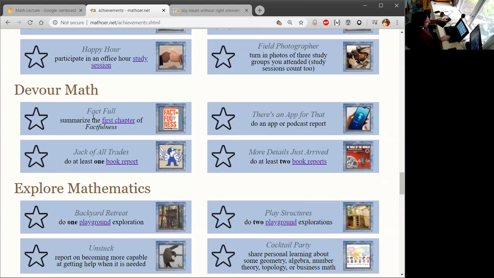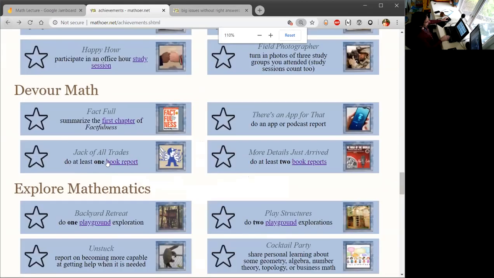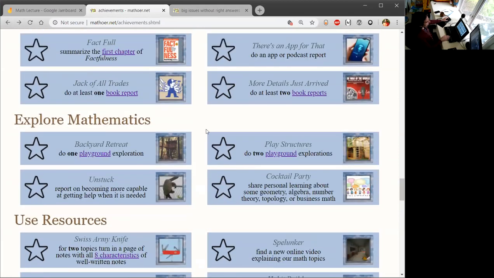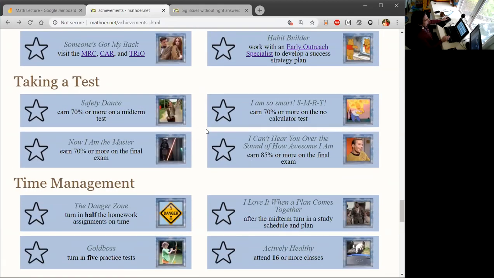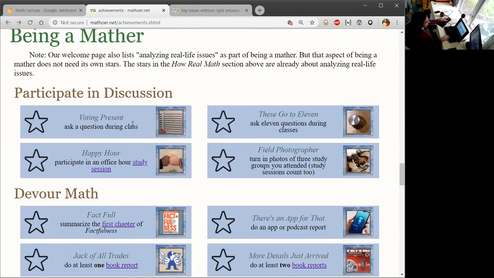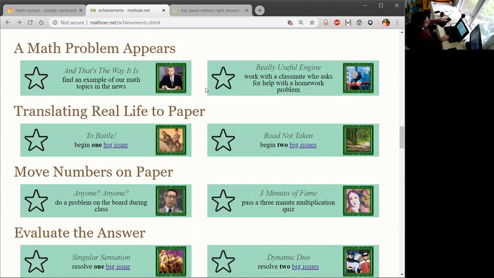And then here's the little report just on the first chapter of Factfulness, which you can get to online, and then later 1 book report. If you really want to, you can try for 2 book reports. And then the explorations, do 1 or 2 of those, and so on. So look through this. A lot of these things that you've done already. There are people who have asked questions during class already, the last 2, 3 classes. There are people that have already been to study sessions. There's people that have already helped each other during study sessions.